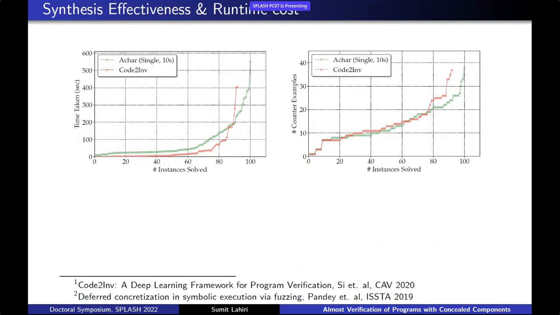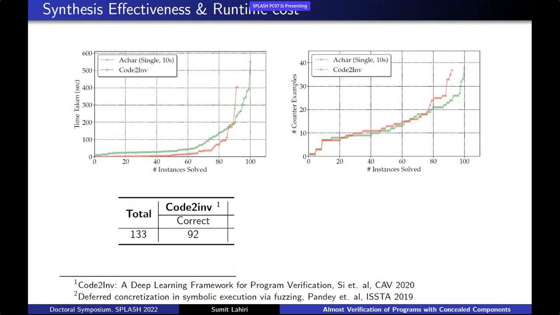Here, just for comparison with other state-of-the-art tools which were already present, we took up Code to Win. Code to Win had, sorry, 133 benchmarks in total, out of which Code to Win itself was correct on 92 of them. However, with Usher, we were able to have 100 cases where the correct invariants were synthesized, and for 5 of them they were wrong.